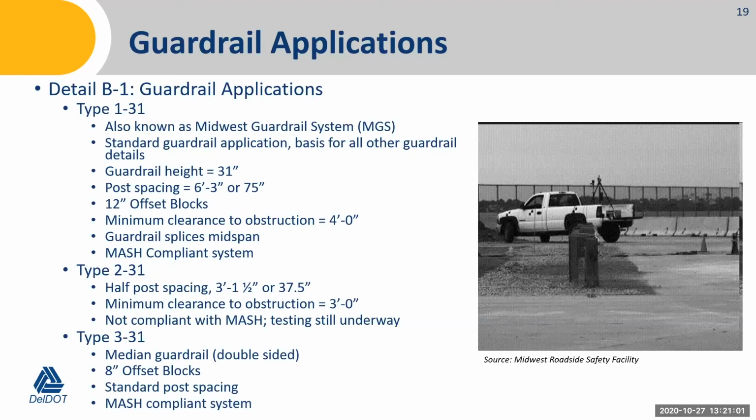The 331 detail was revised. This is the median guardrail or double-sided guardrail. It requires the use of 8-inch offset blocks. That's a difference from the previous details where we were using 12-inch offset blocks. The testing on this was done only with 8-inch offset blocks. It does utilize the standard post spacing similar to the type 131, except it's just double-sided rail.